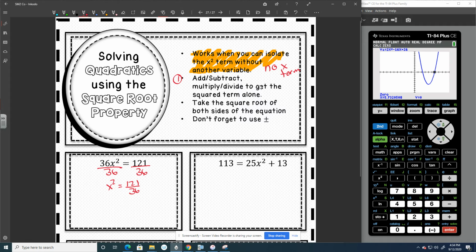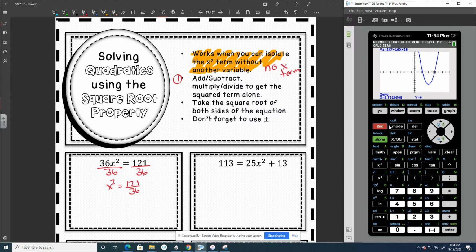I'm not going to actually do that division because it's not going to be a very nice number. 121 divided by 36 is going to give me what? Well, not 336. 121 divided by 36 gives me 3.36111111. Yeah, that's not a nice number. So I'm going to leave it like this.